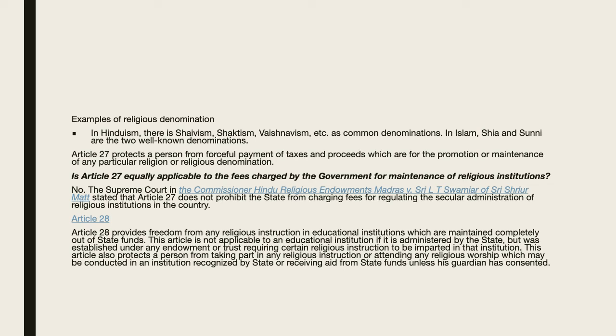Now, Article 28 provides freedom from any religious instruction in educational institutions which are maintained completely out of state funds. This article is not applicable to an educational institution if it is administered by the state but was established under any endowment or trust requiring certain religious instruction to be imparted in that institution. This article also protects a person from taking part in any religious instruction or attending any religious worship which may be conducted in any institution recognized by the state or receiving aid from state funds, unless his guardian has consented.